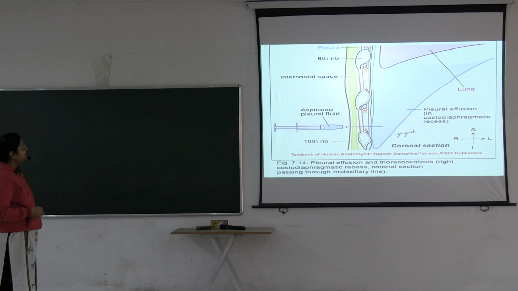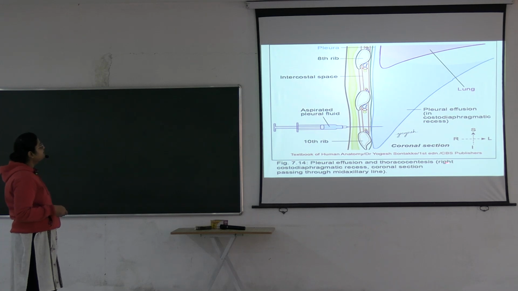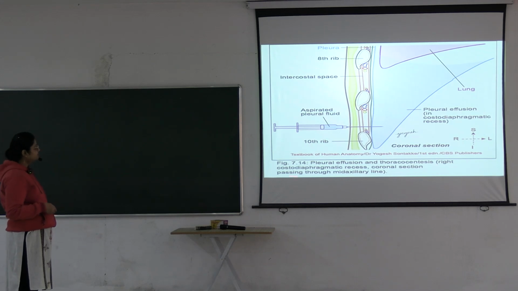This is a pleural tap, to aspirate pleural fluid. You can see this costodiaphragmatic recess is filled with the fluid of pleural effusion, and it is being aspirated between the 9th and 10th rib through this space, through this needle. This process is known as thoracocentesis.